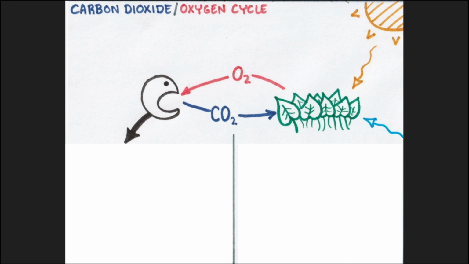This is how you understand the carbon dioxide and oxygen cycle. You breathe out CO2. The plant, taking in sunlight, water, and CO2, will create oxygen, which you then breathe in, and the process repeats. Here's what's actually going on inside of you and inside of the plant.